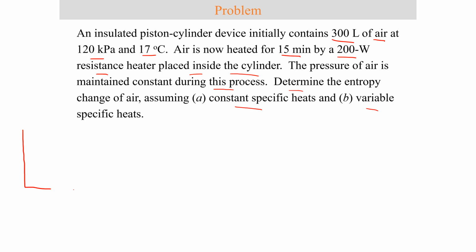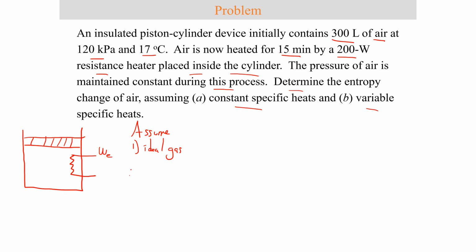So again, I'm going to go ahead and start with a schematic. In this schematic, I'm going to go ahead and draw an electric resistance heater. I'm going to make some assumptions. I'm going to assume that my air is an ideal gas. I'm also going to assume that this process is at constant pressure since it's a piston cylinder device, and the piston cylinder device is insulated. So I'm going to go ahead and assume that it is adiabatic.